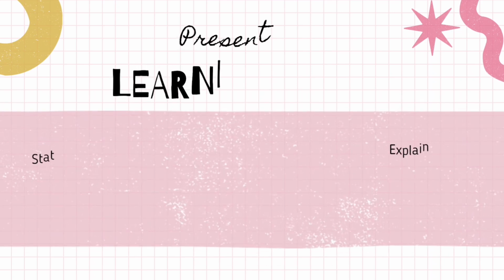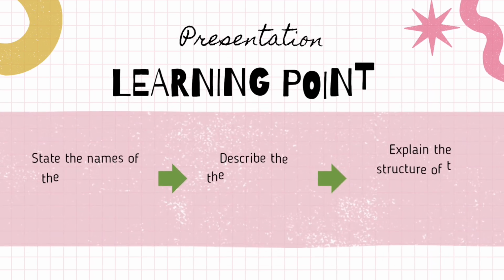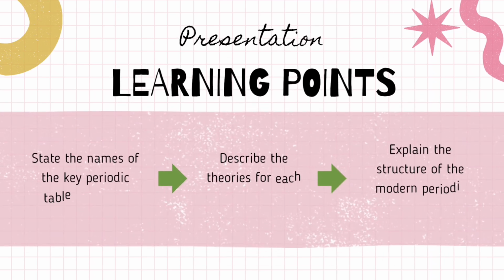Before beginning, we must learn the prefaces behind learning this chapter, the history of the periodic table. We will state the names of the key periodic table scientists, describe the theories of each scientist, and explain the structure of the modern periodic table that we are using now.